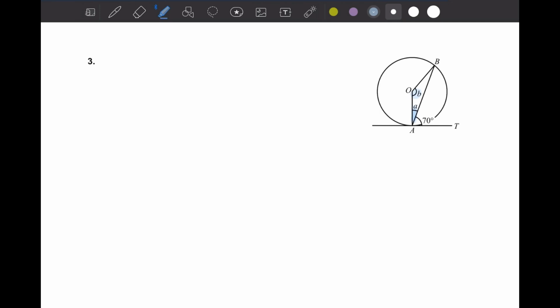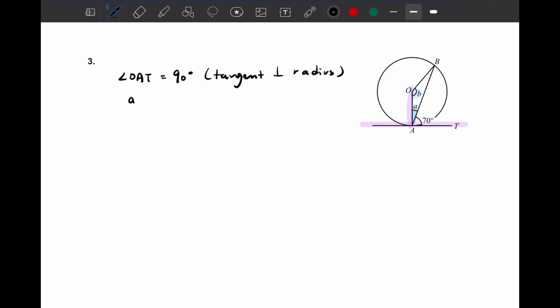So question 3 again, AT is your tangent. Look at the unknown we got here and here. So we know that this is going to be your 90 degrees. So angle OAT is equal to 90 degrees. Tangent perpendicular to radius. And therefore your A plus 70 degrees is 90 and A is 20 degrees.